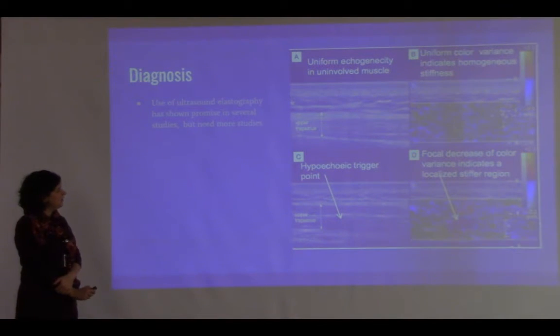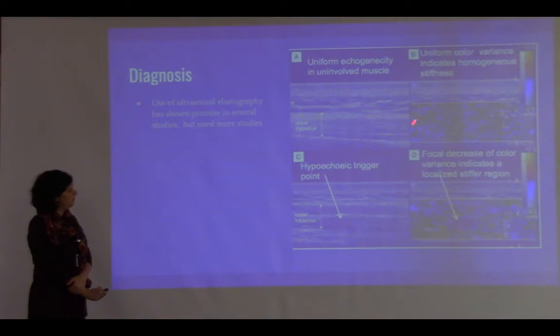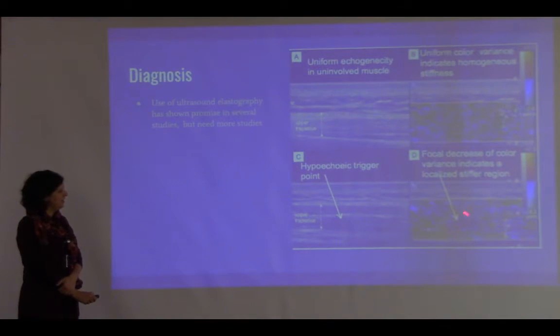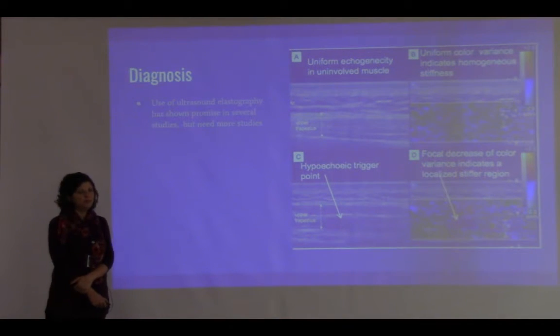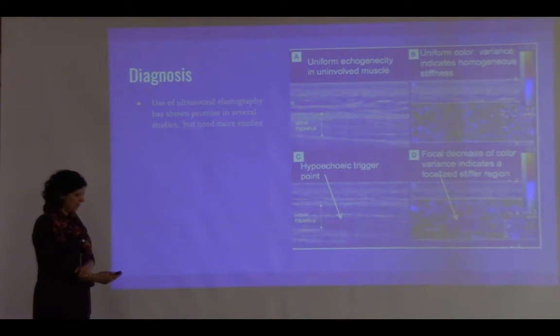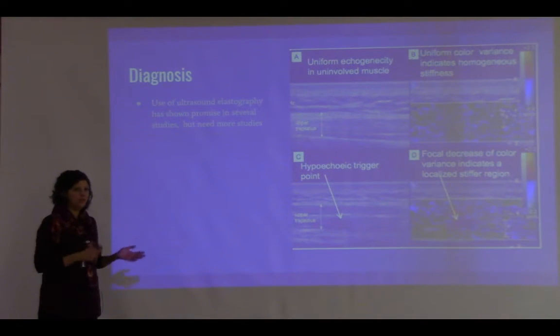I don't know how well the image is showing up, but this is that upper trapezius muscle in the back of the shoulder and neck again. And this area that's more black is the trigger point. So you can see one here, one here, one here, all along this band of muscle. But it's pretty difficult to discern, and I think unless the practitioner is really well versed in ultrasound, it's a fairly difficult way to diagnose this.